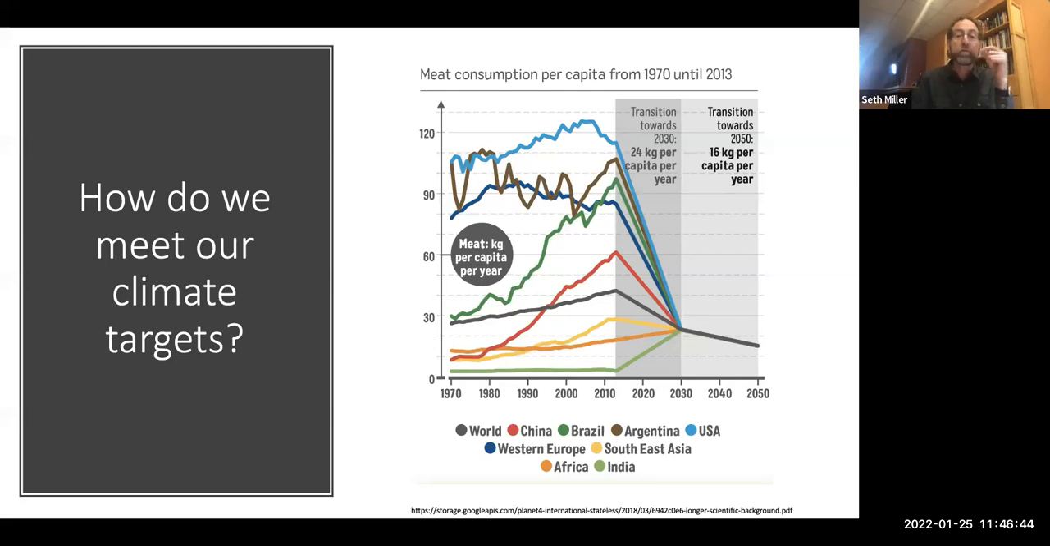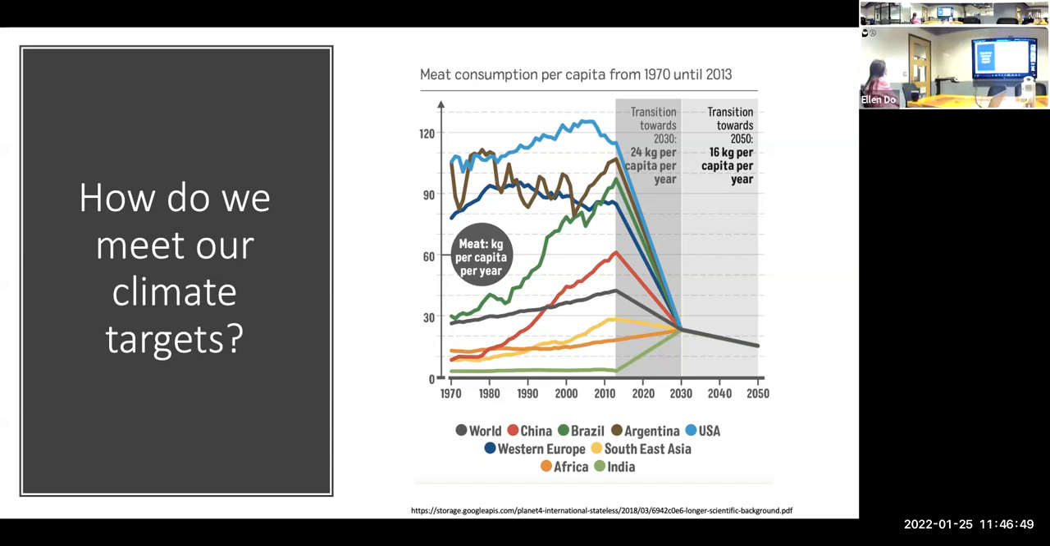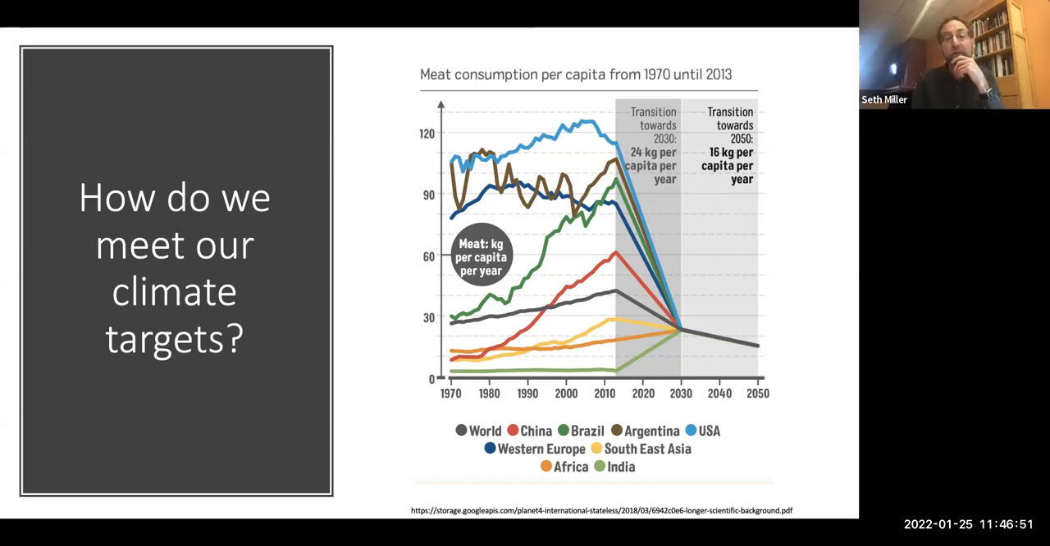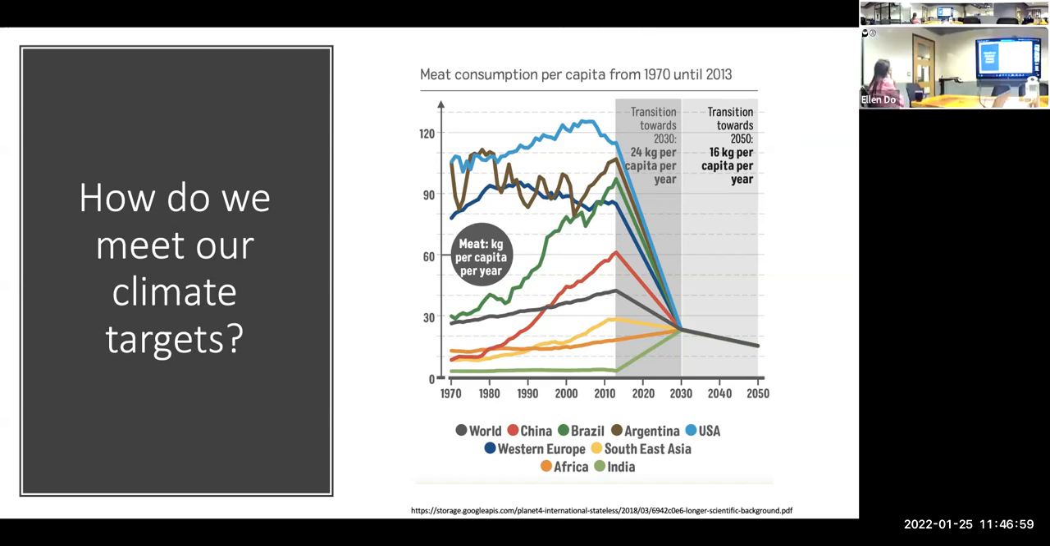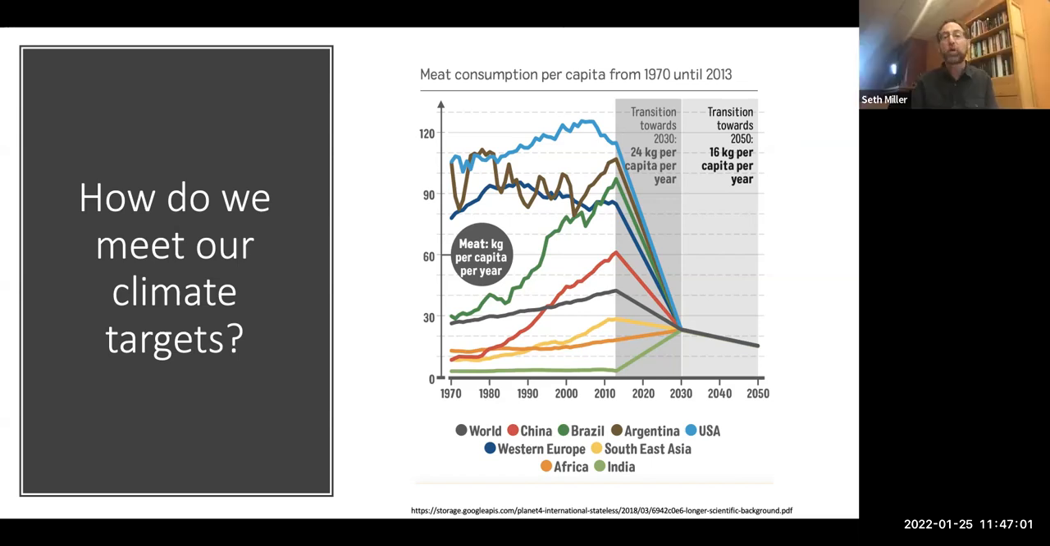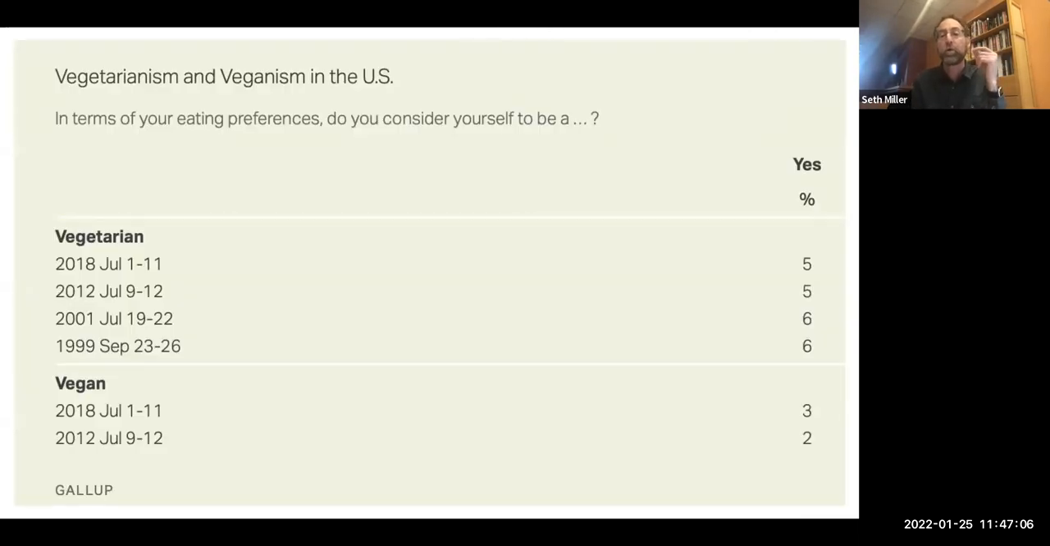Greenpeace in 2018 estimated that we needed to cut our meat consumption 80% if we are to meet our climate targets. And again, primarily, we really are talking about cutting our consumption of beef, right? So how do you solve this problem, right? Historically, the solution has been to try to yell at people, right? And so we try to convince people to become vegetarian, but generally speaking, it hasn't worked.